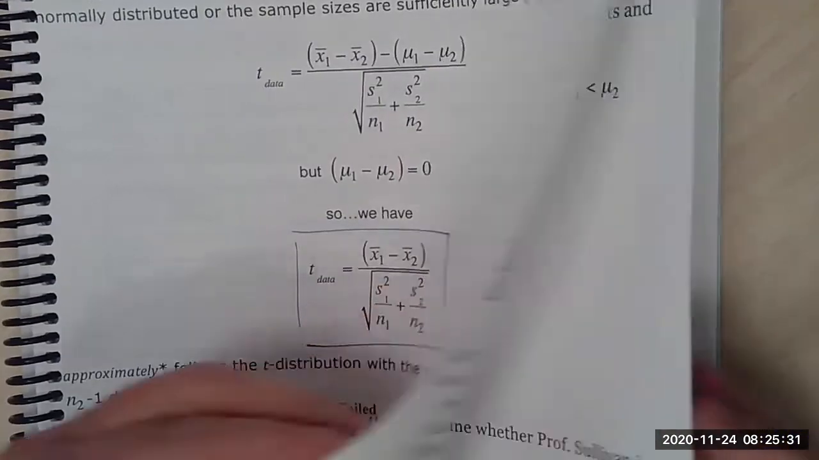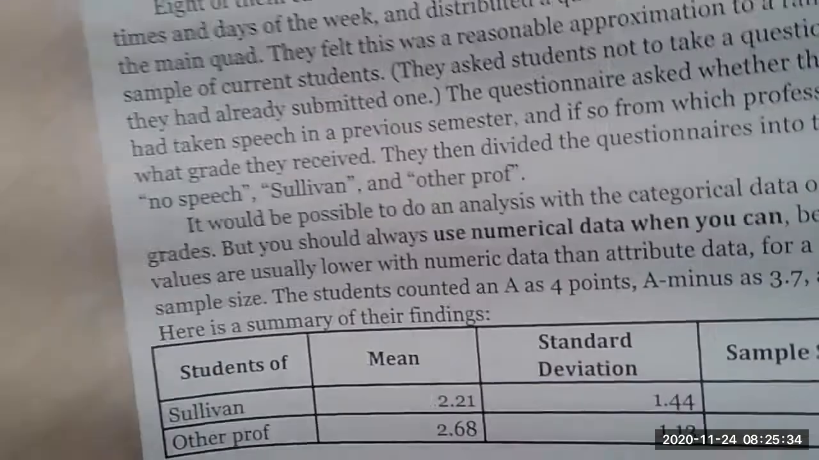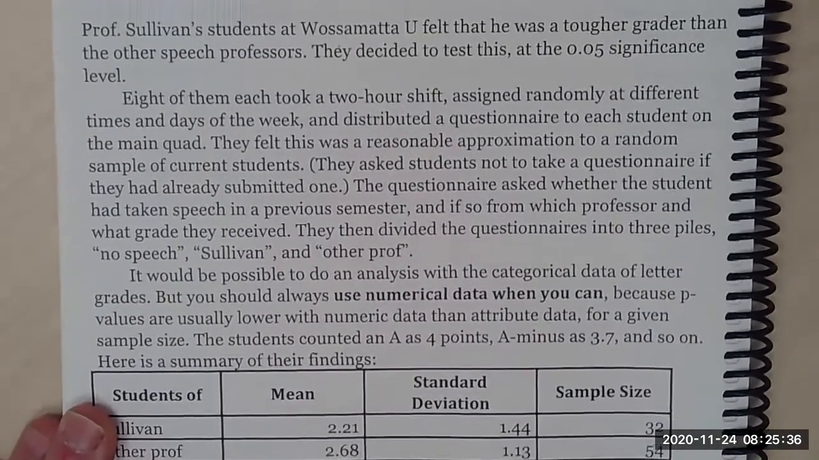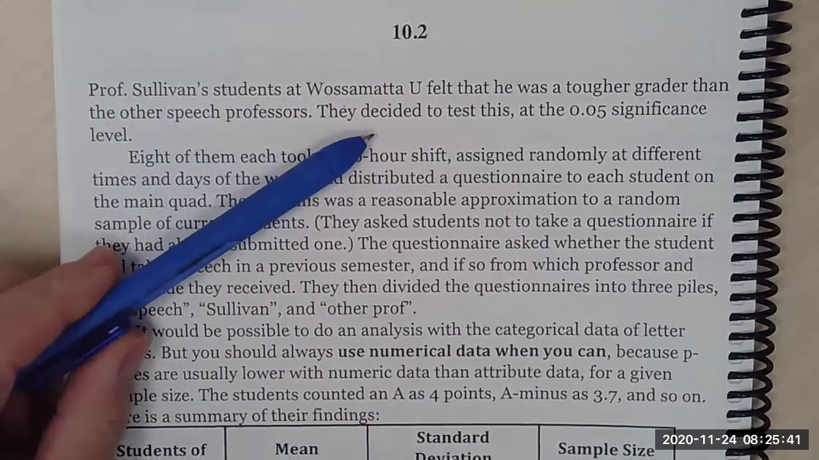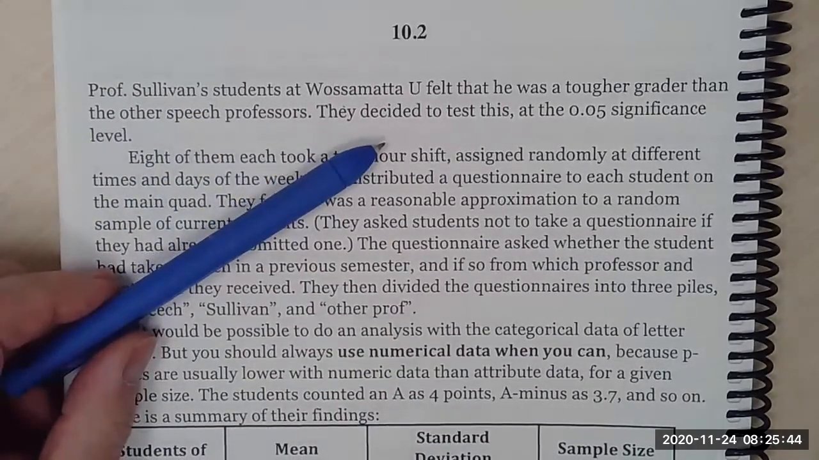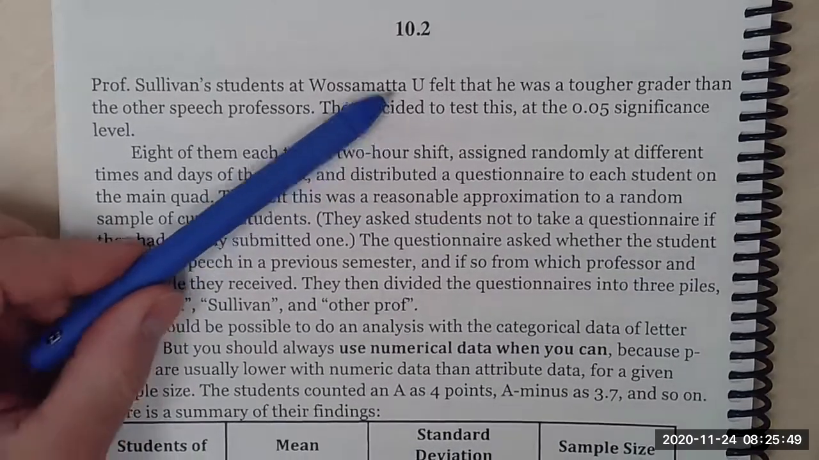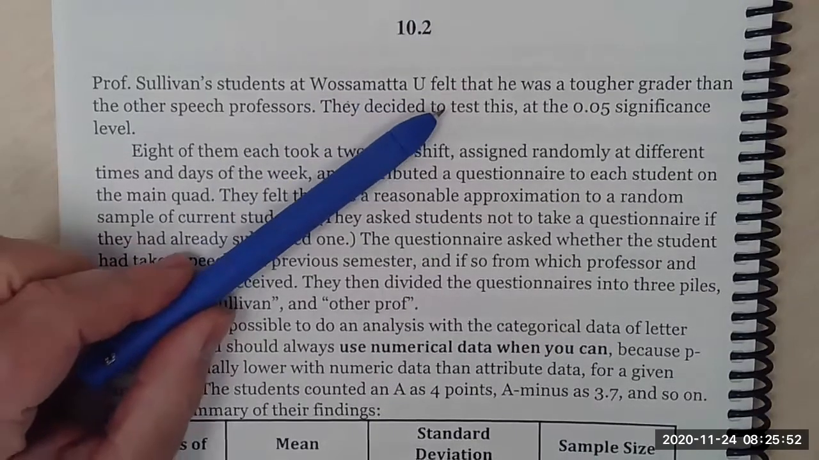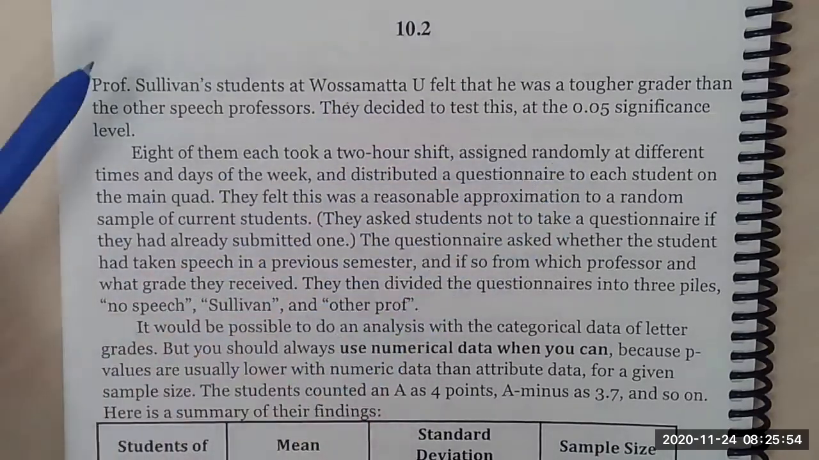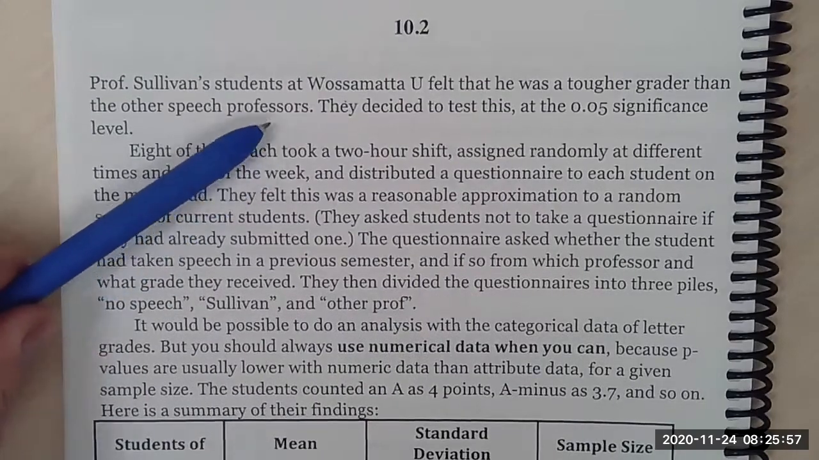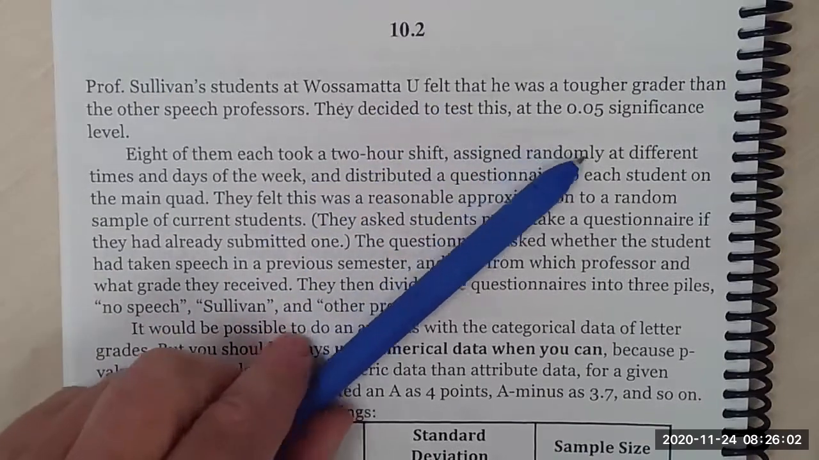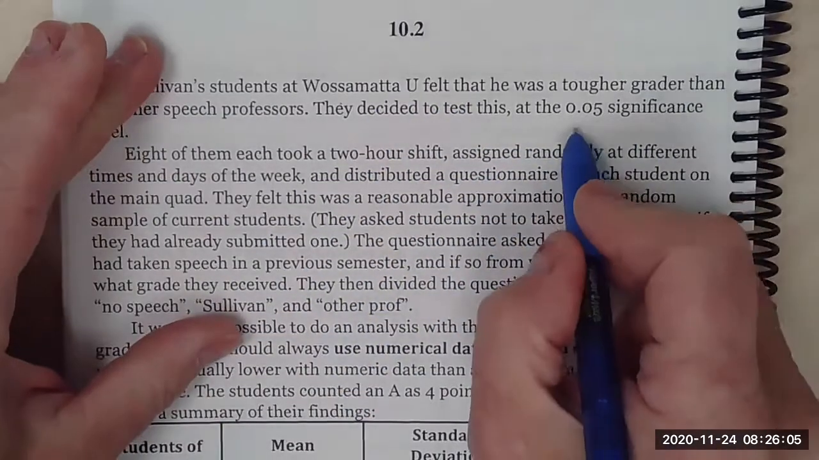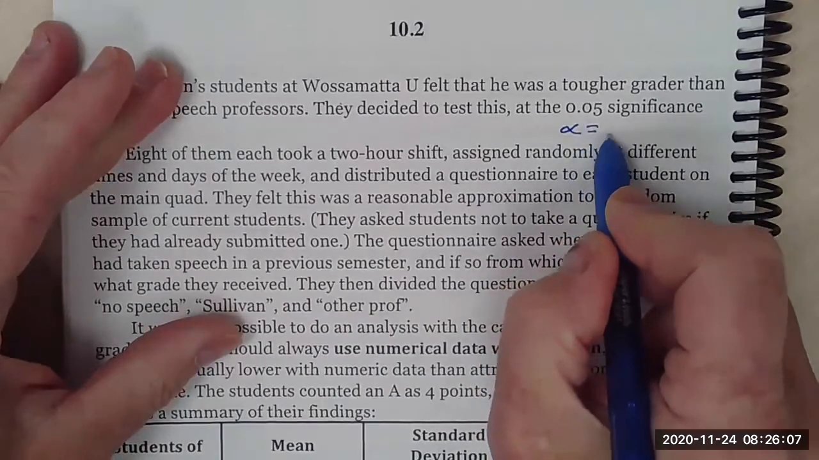Okay, let's take a look over here, the worked out problem I have for you. So Professor Sullivan's students at What's the Matter U? Chuckle. What's the Matter U? University. Well, anyway, they felt that he was a tougher grader than other speech professors. Professor Sullivan was harder, and they decided to test this. And here's your alpha. So if you thought about 0.05, that's your alpha.